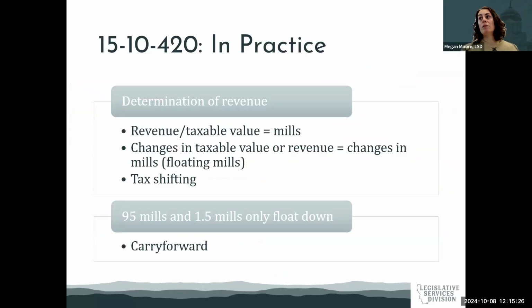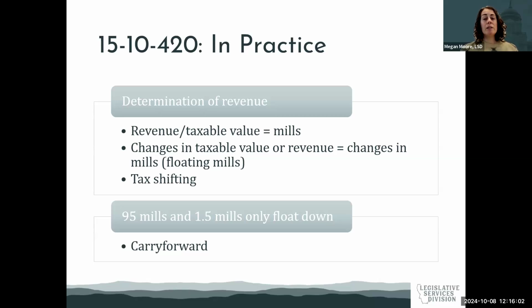So now that we've talked about the calculation, I want to step back and talk about it again in kind of a broad brush. The purpose of the calculation in 15-10-420 is to determine how much revenue a local government can raise at the maximum level. And the way to do that is to just take the revenue that's allowable and divide it by the taxable value to get the allowable mills. If either the taxable value changes or the allowable revenue changes, then this is going to change the mills, and we call this floating mills.